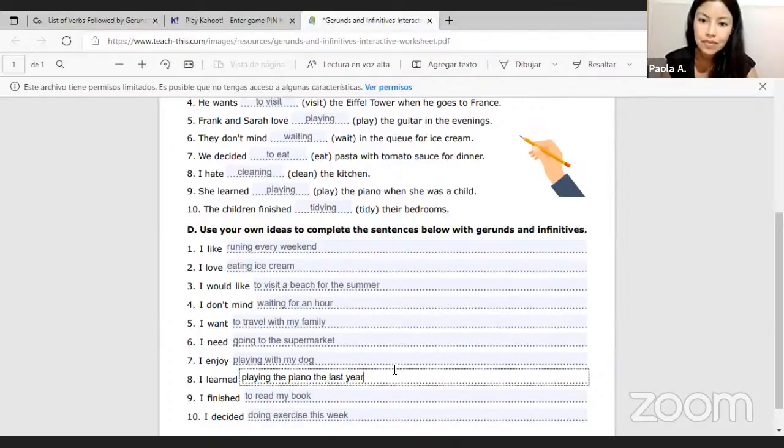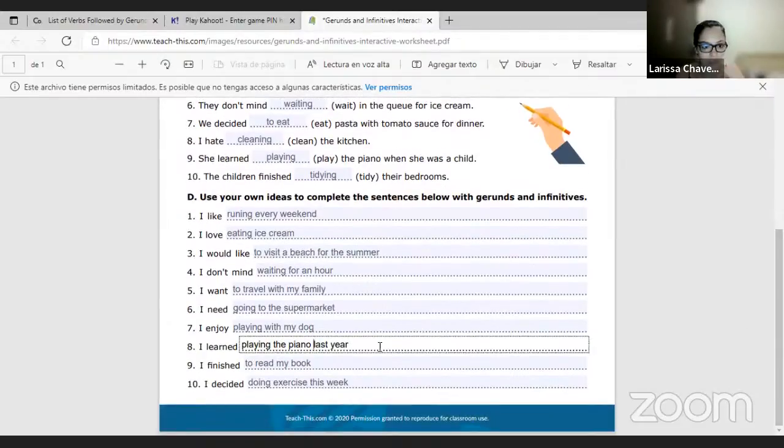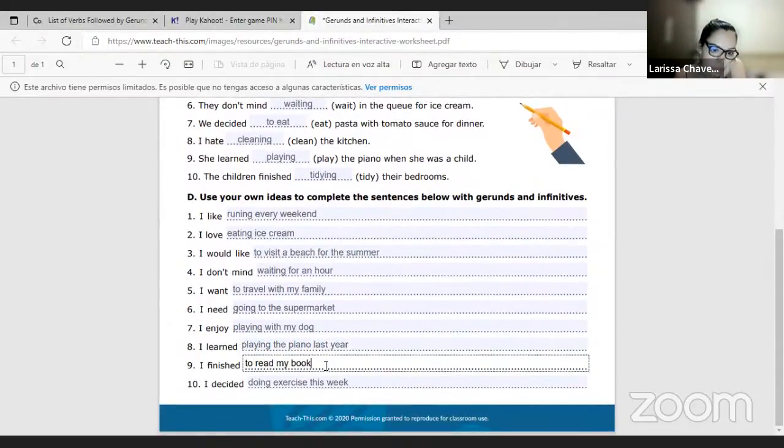I learned playing the piano the last year. Oh, it's only last year. I learned playing the piano just last. Yes. Last year. I finished to read my book. So I finished reading my book. I finished.